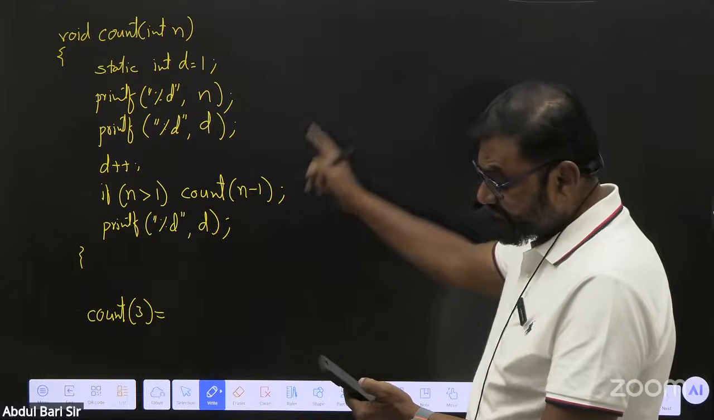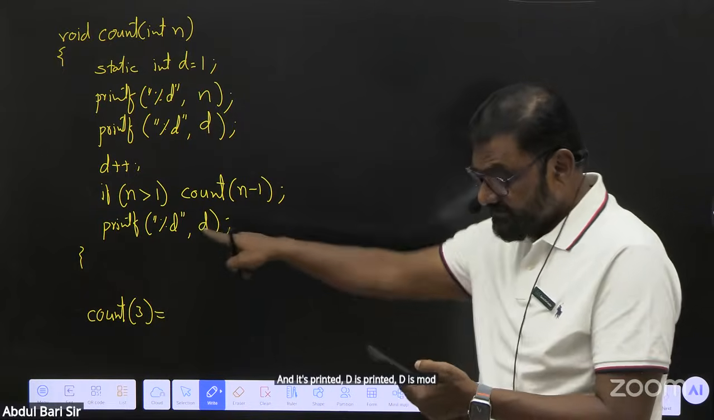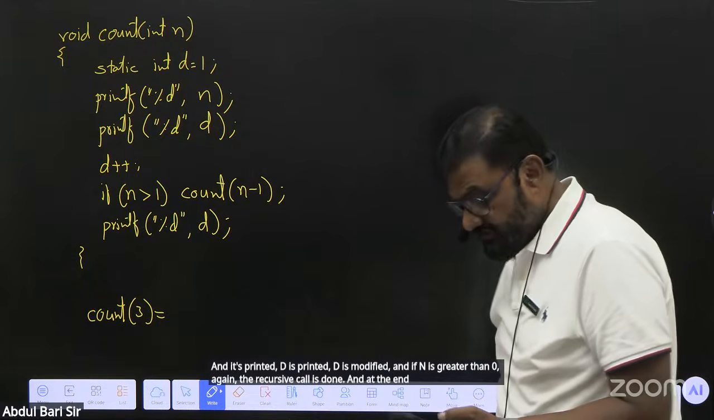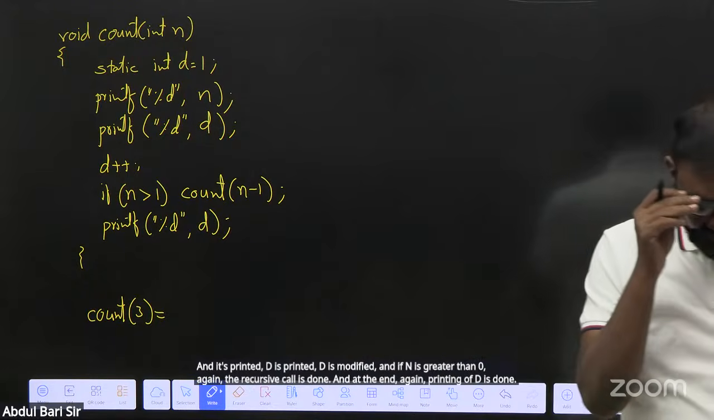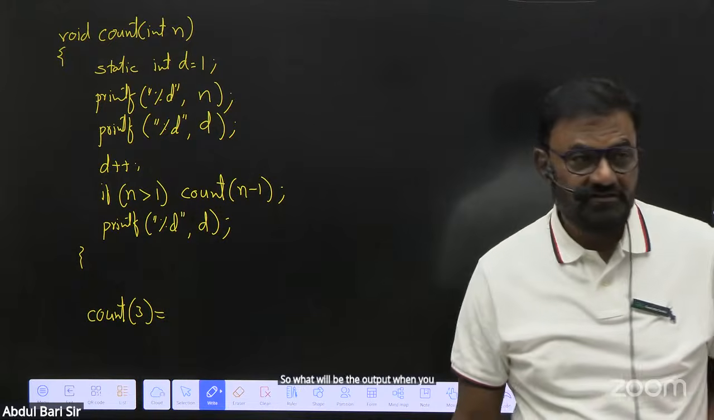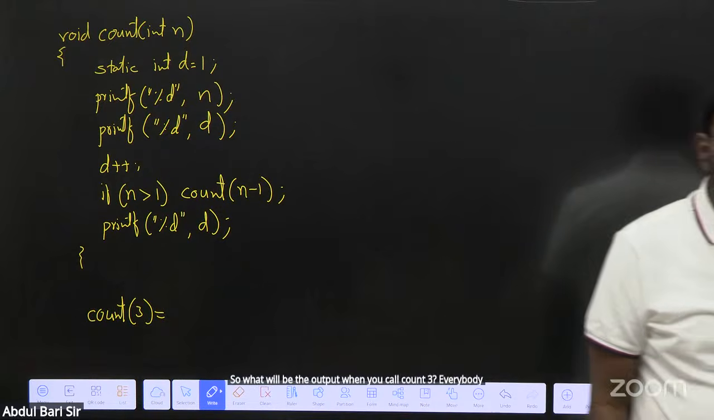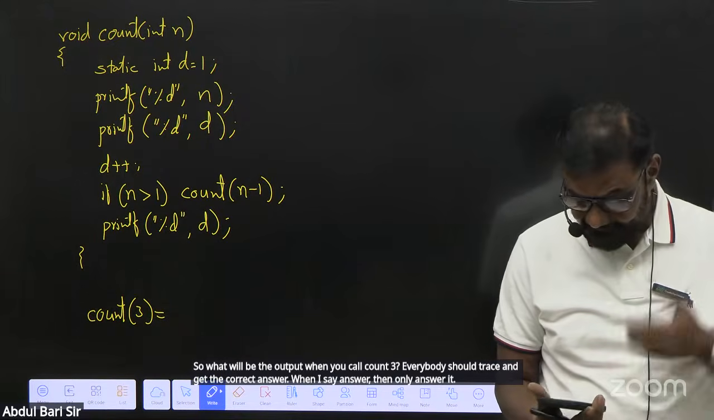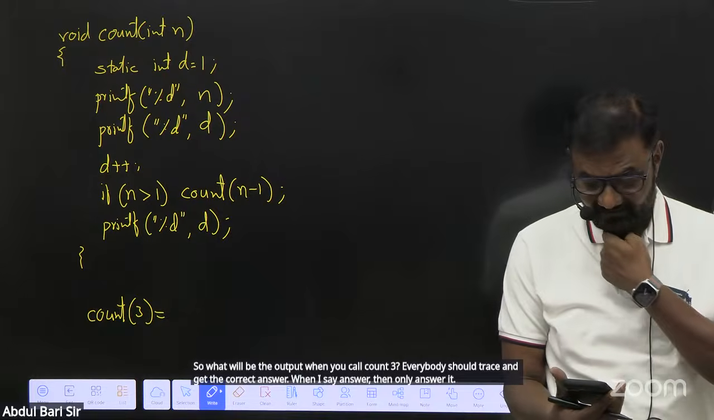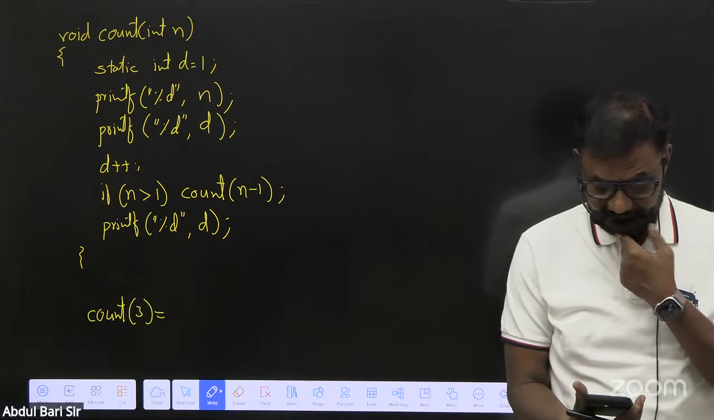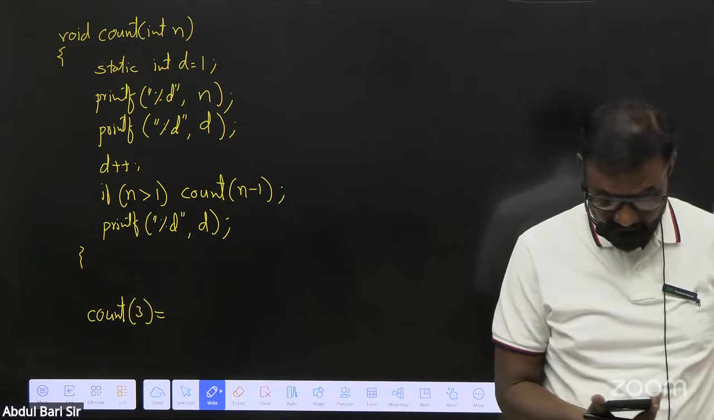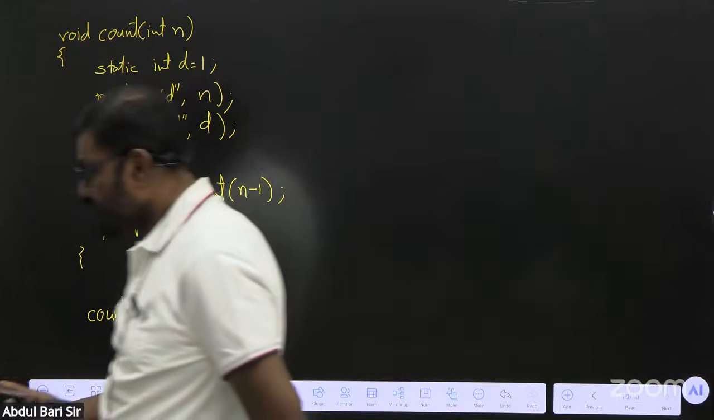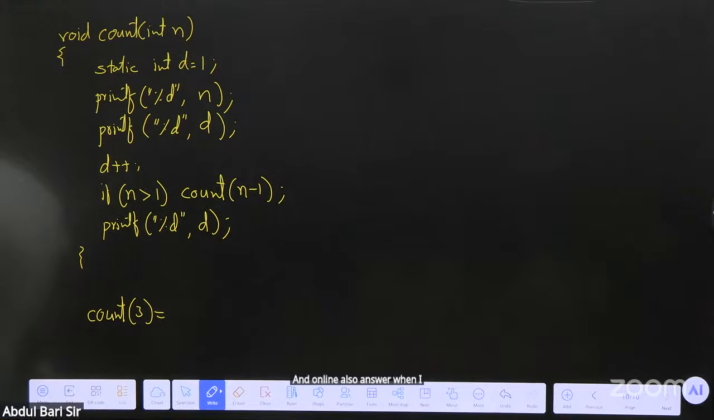N is printed, D is printed, D is modified. And if N is greater than 1, again the recursive call is done. And at the end, again printing of D is done. So what will be the output when you call count 3? Everybody should trace and get the correct answer. When I say answer, then only you answer it. In online also, answer when I say answer the question.